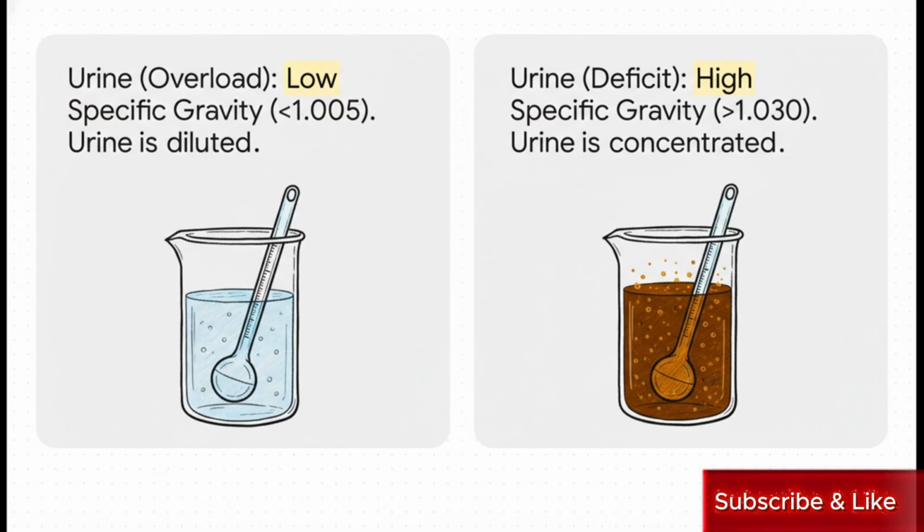And the kidneys? They give us some of the clearest signs. When the body is overloaded with fluid, the kidneys work like crazy to get rid of it, so the urine is very clear and dilute with a low specific gravity. But when the body is dry, the kidneys hold on to every single drop of water they can. This makes the urine really dark and concentrated with a high specific gravity. So just remember, specific gravity is low when the patient is liquidy and high when they're dry.